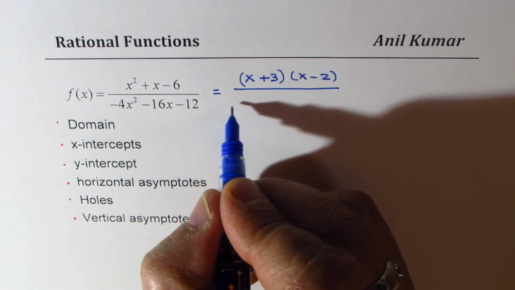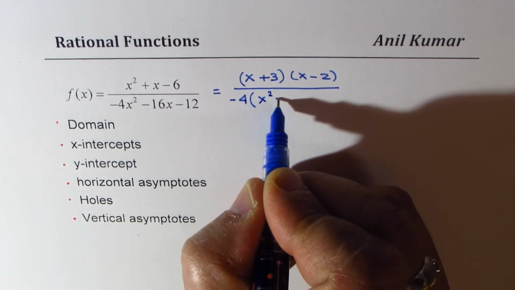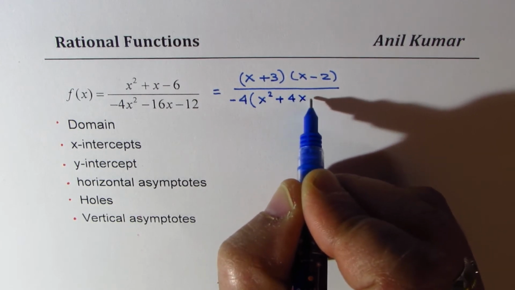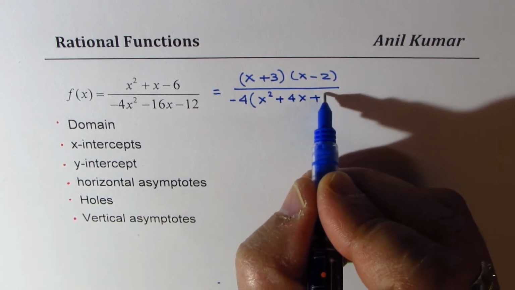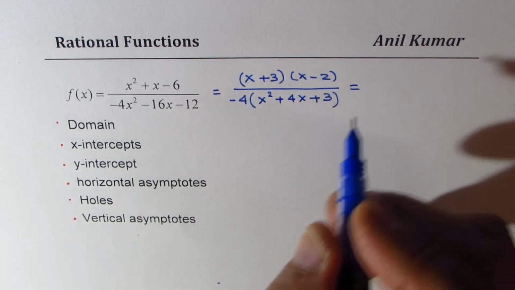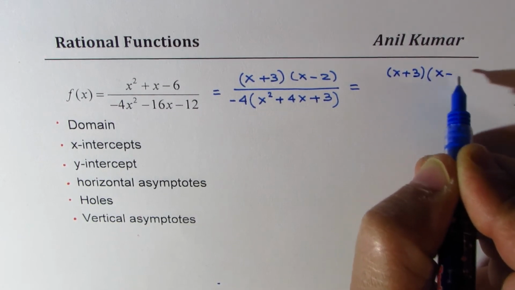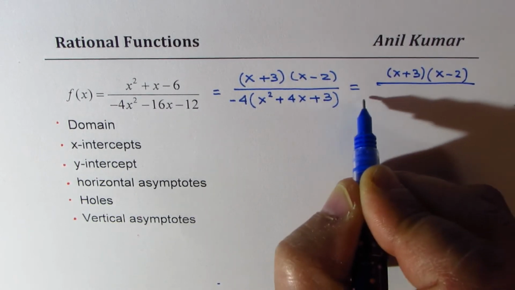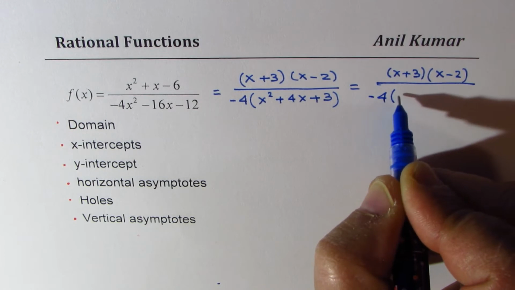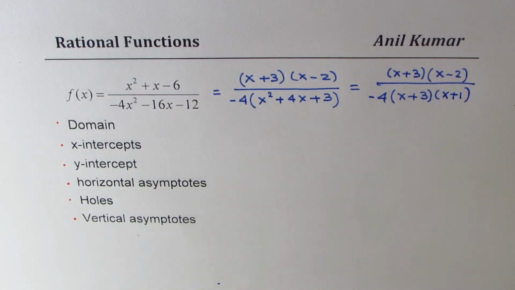In the denominator, we could take minus 4 common, and so we get x squared plus 4x plus 3. Now we could factor; 3 and 1 will work. So we have x plus 3 times x minus 2 in the numerator, and the denominator is minus 4 times x plus 3 times x plus 1.